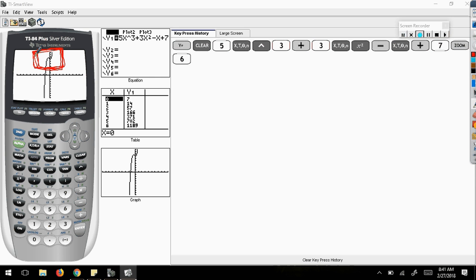Does that make sense? Do you see why I would want to just see that part? And some of them, your humps and things aren't even going to show up in your 10 by 10 window. You're going to have to start adjusting.